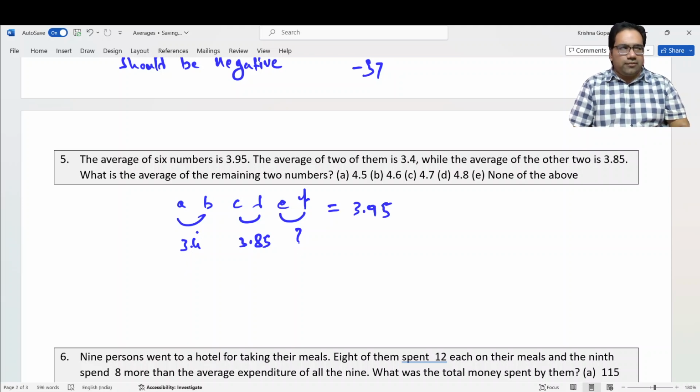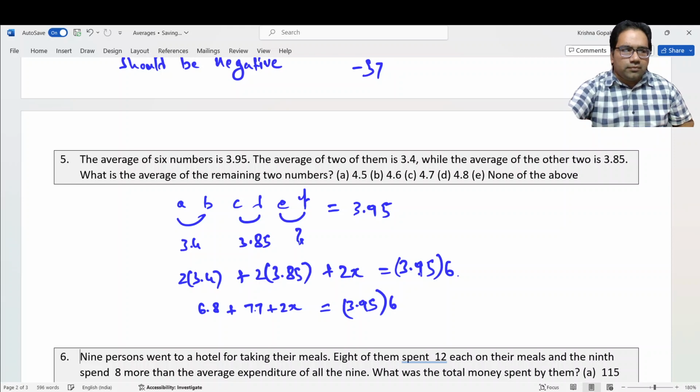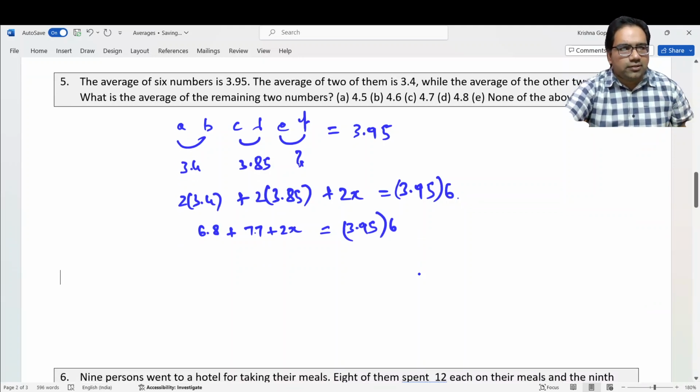Okay, what does that mean? What is the total? 2 into 3.4, plus 2 into 3.85, plus, let's say the average of the remaining two is x, plus 2x is equal to 3.95 into 6. 2 into 3.4 is 6.8, plus 2 into 3.85 is 7.7, plus 2x is equal to 3.95 into 6, because 3.95 is the average of all 6.